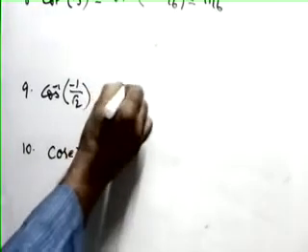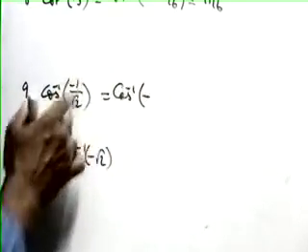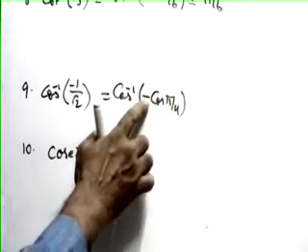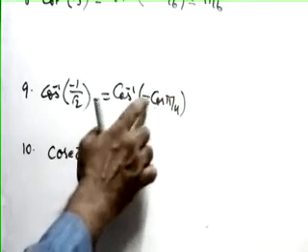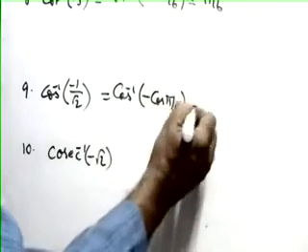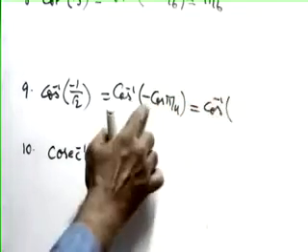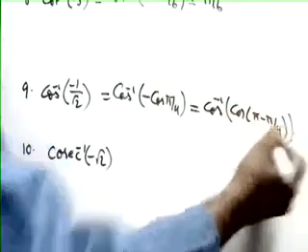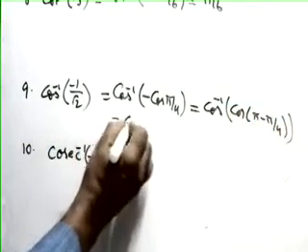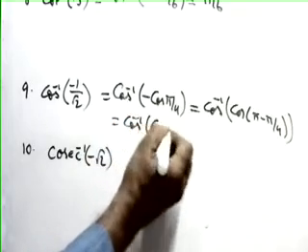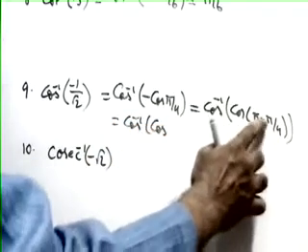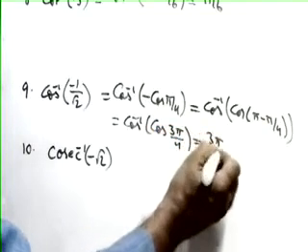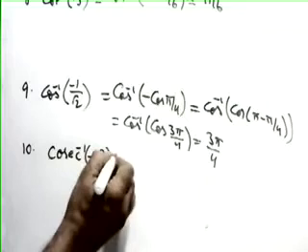Cos inverse of minus 1 by root 2. Cos inverse of minus 1 by root 2 is cos 45, cos pi by 4. We have to take out minus from here, then we can cancel this one. So minus cos theta is cos of pi minus theta. So we write like this, cos inverse of, we take LCM 4 into pi, 4 pi minus pi is 3 pi, 3 pi by 4. So cos inverse will get cancelled.